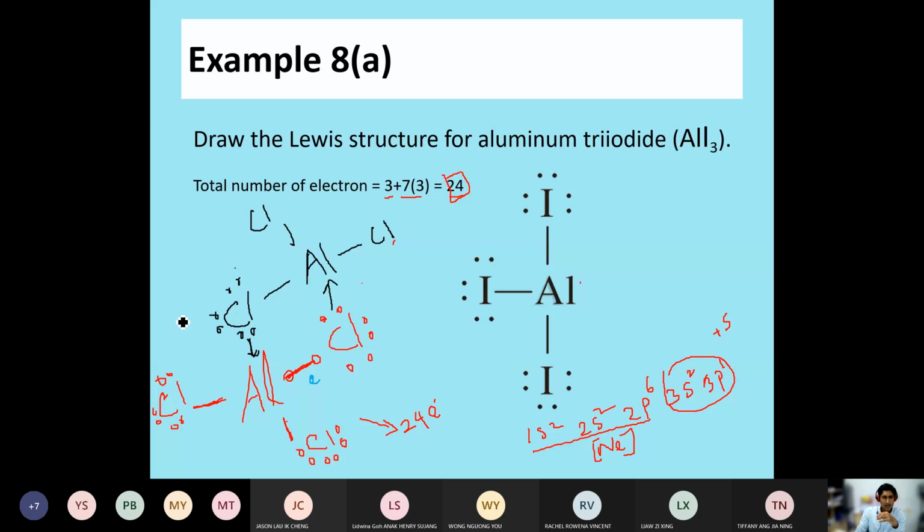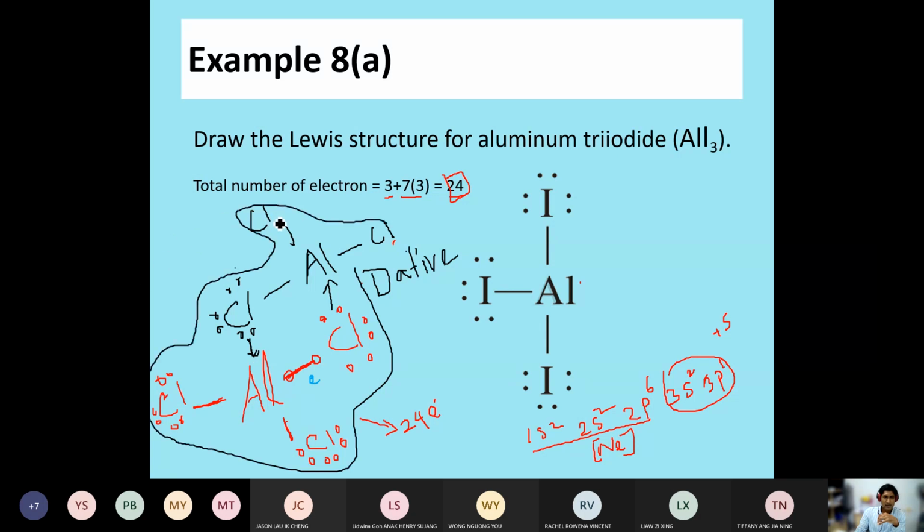Because aluminium is attracting very strongly, this type of bond is called a dative bond. We will see in boron trifluoride and ammonia that there will be a dative bond as well. So this is called dative bonding.